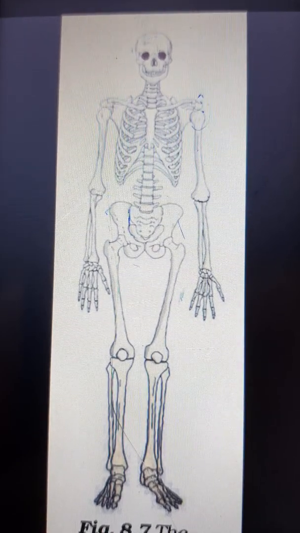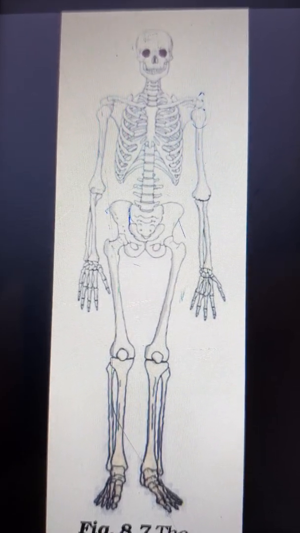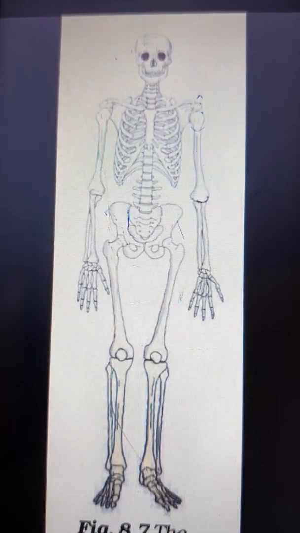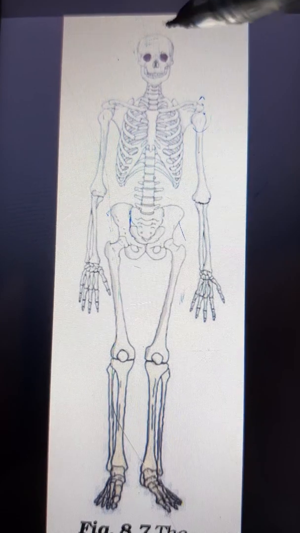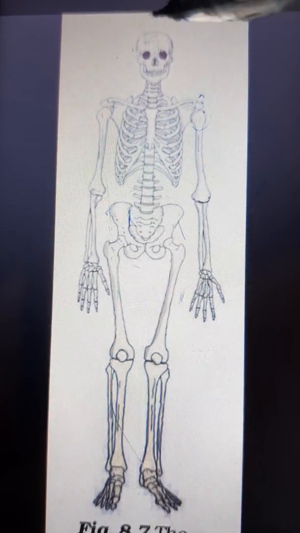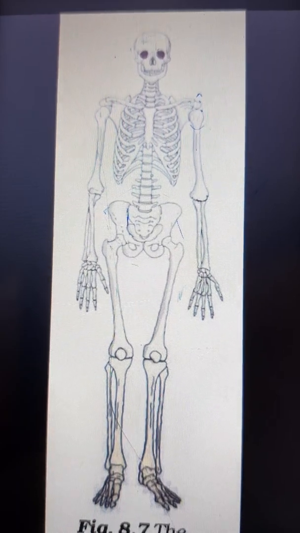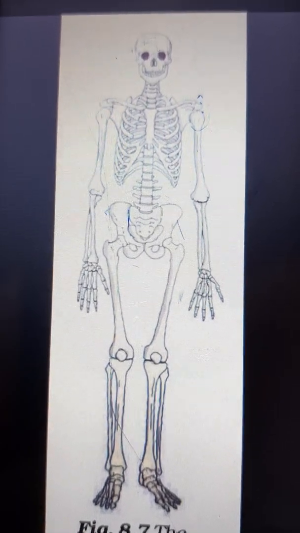Now one very important thing about the skull is that the skull protects a very important organ of our human body, okay. And that is what? That is the brain, isn't it? Yes. So the skull is there, so it protects the brain. It encloses the brain inside, okay. So inside the skull you have the brain.